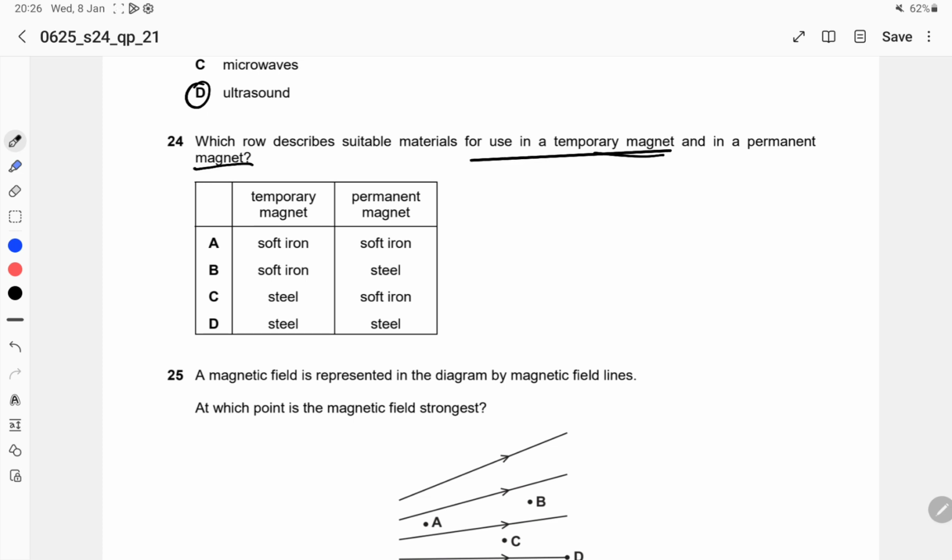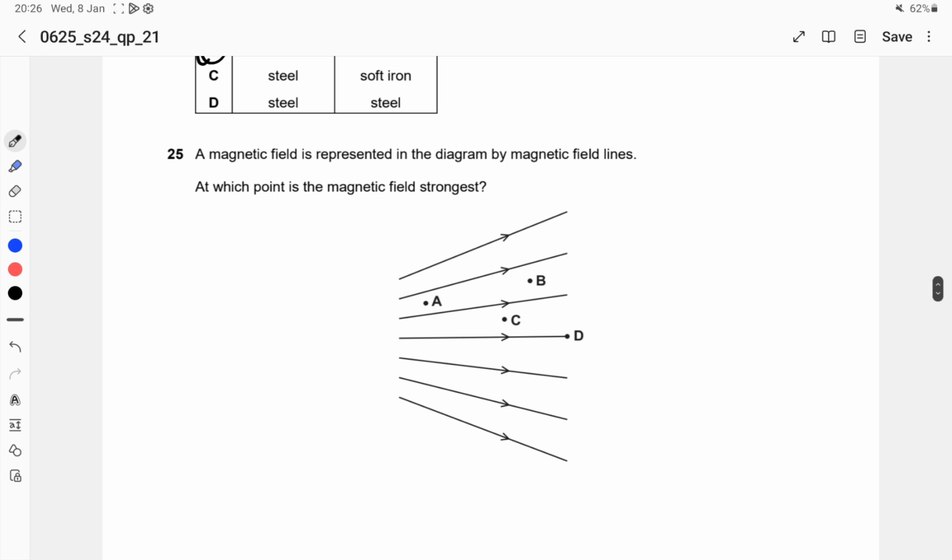Temporary magnets, we know soft iron is a temporary magnet because my domains align and de-align quickly. So for temporary magnets, I will use soft iron. And if I'm using soft iron for temporary magnets, I obviously cannot use soft iron for permanent magnets because they are hard magnets. And therefore, the answer has to be Bombay.